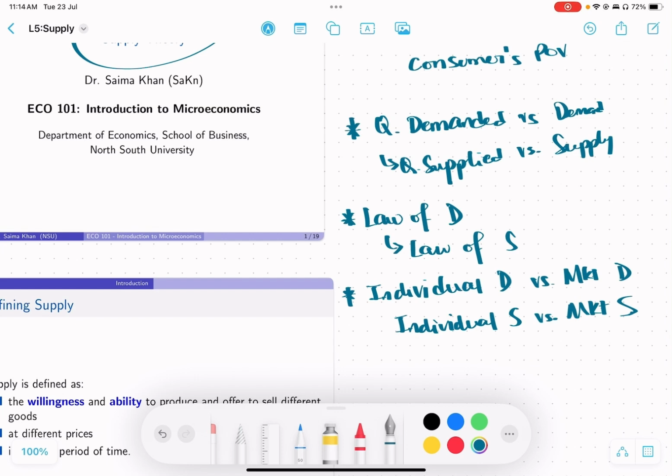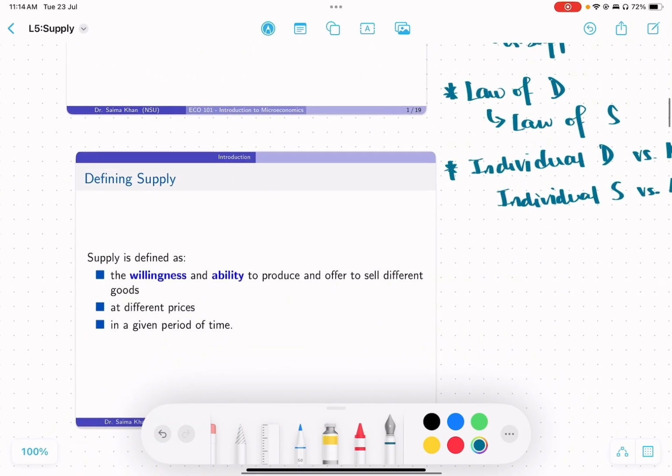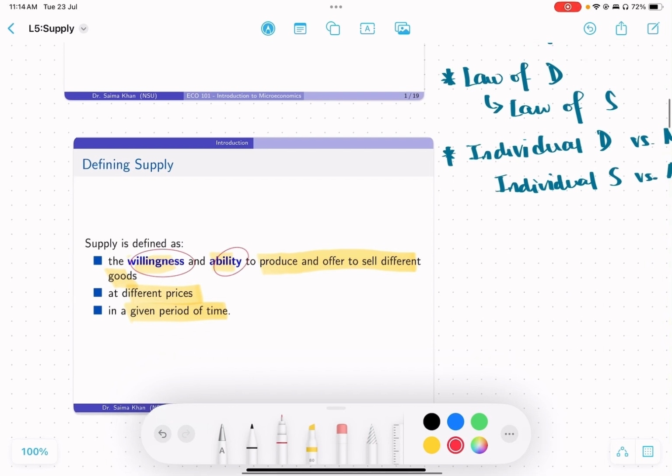The concepts are similar. Okay, so moving forward, let's first define supply. Supply essentially is defined as the willingness and the ability to produce and offer to sell different goods at different prices in a given period of time. So again, focus on these words, willingness and ability.